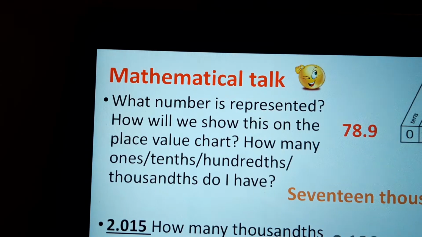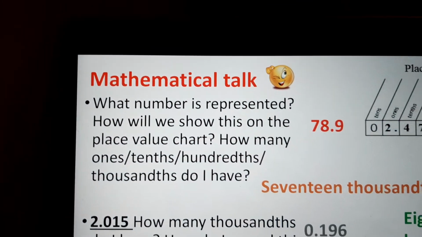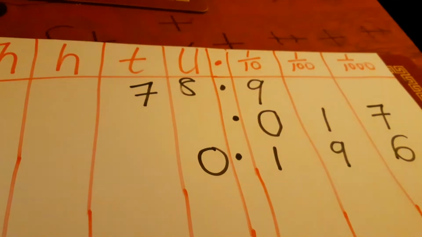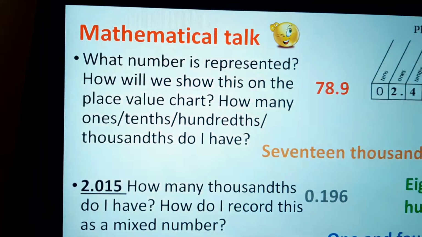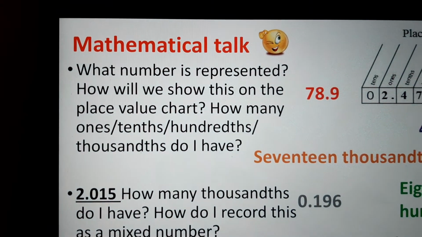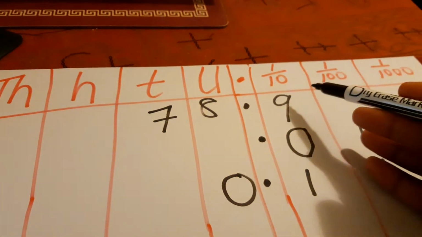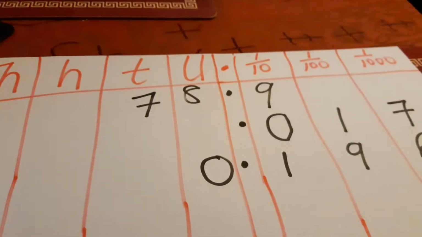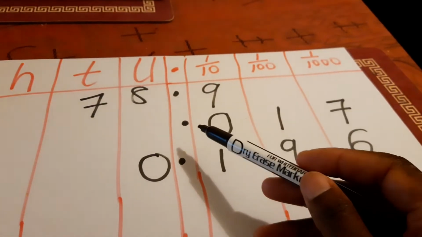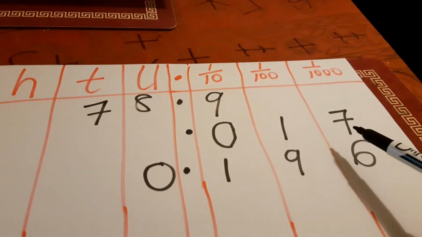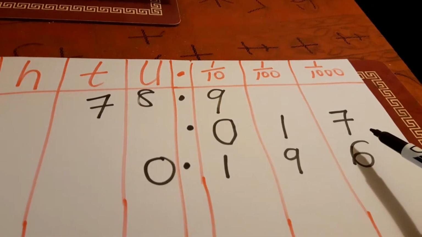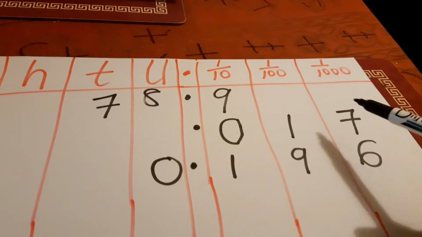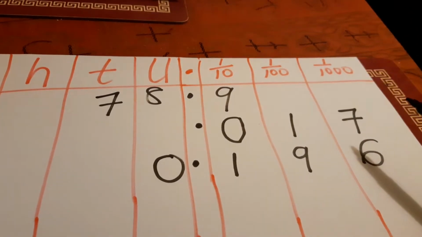So how will we show this on a place value chart? We've answered that already by writing it out like so. And then we can show it on the place value chart. How many ones, how many tenths, and how many hundredths do I have? So for 78.9, how many ones, which are the units? I have 8. How many tenths? I have 9. And for the next one, 0.017, that's 17 thousandths. I've got 1 in the hundredths column, and I've got 7 in the thousandths column.